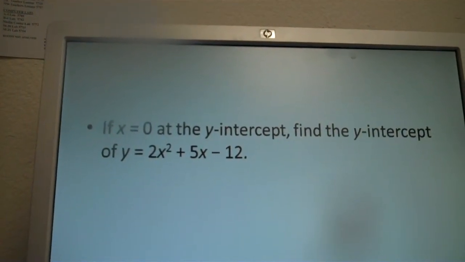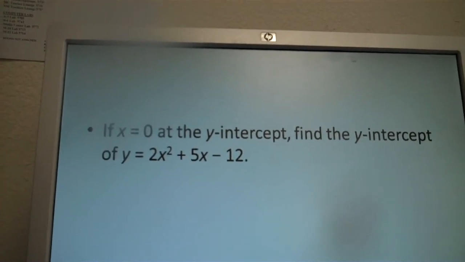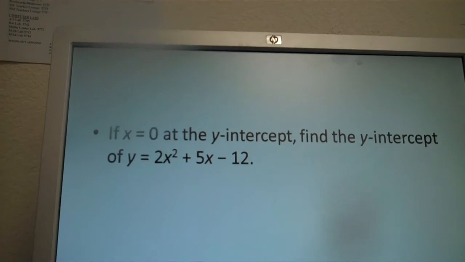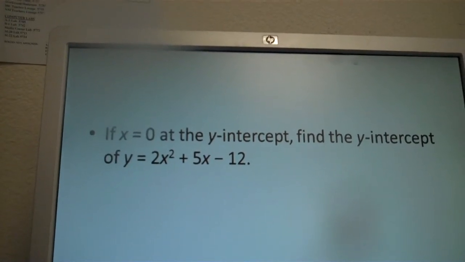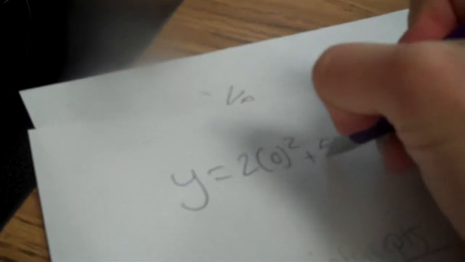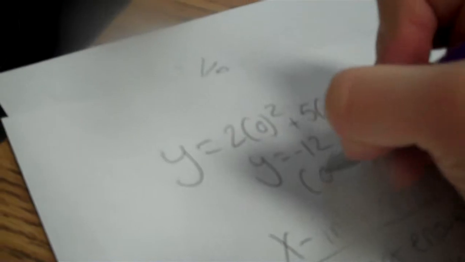So go ahead and write this down and calculate this. If x equals 0 at the y-intercept, find the y-intercept of this equation. Go ahead and write this all down, pause it, and calculate the y-intercept. Okay, you should have this written down here. You should be able to say y equals 2 times 0 squared plus 5 times 0 minus 12, and you're going to get y equals negative 12. So at the point (0, negative 12), I have my y-intercept.